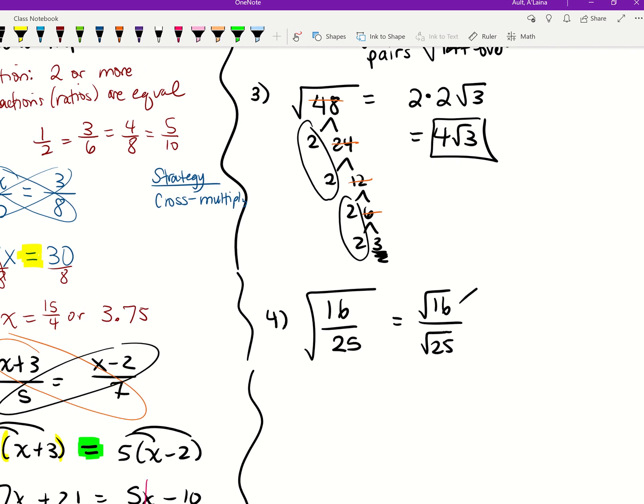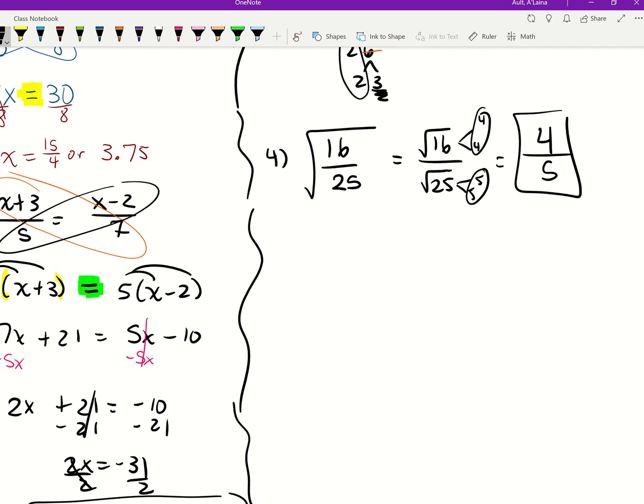Now you might recognize right away that 16 is a perfect square. It's a pair of 4s. Notice that because this is a perfect square, there is no square root symbol anymore. There's no leftover factors, so there's nothing left for that. We don't write it. The square root of 25 is 5 because 5 times itself is equal to 25.